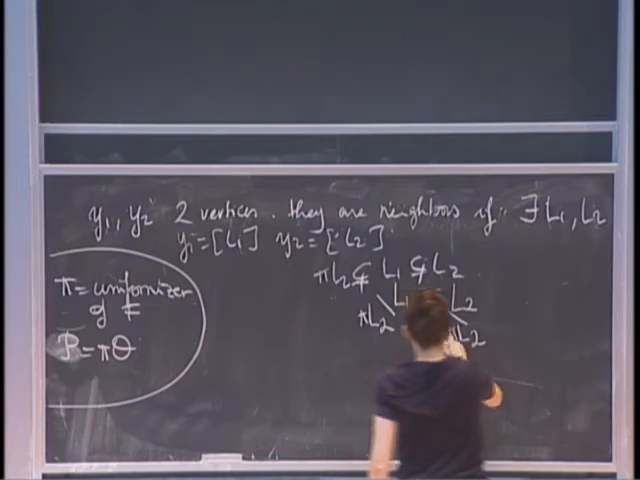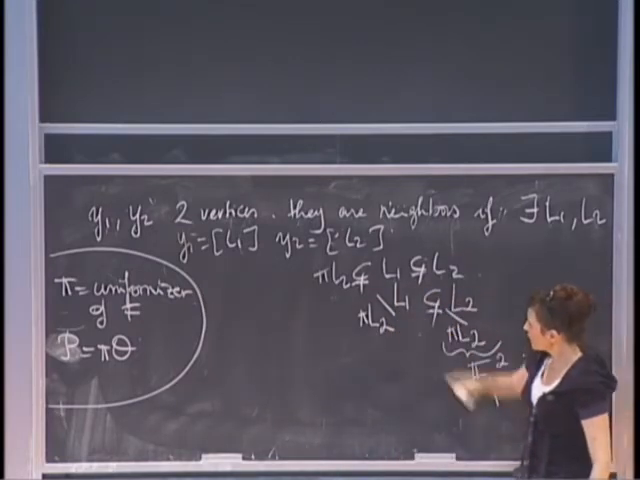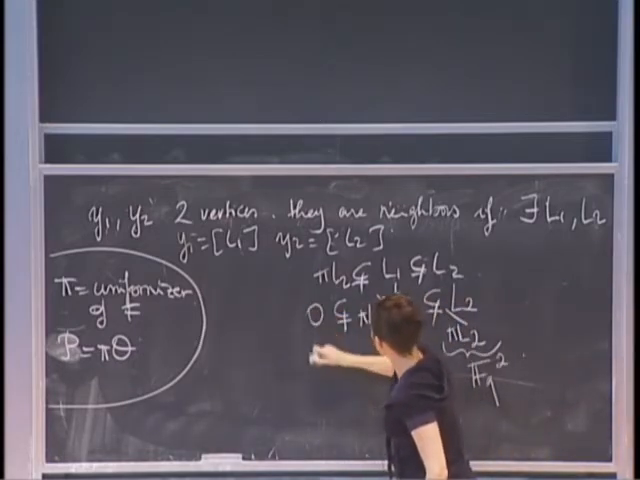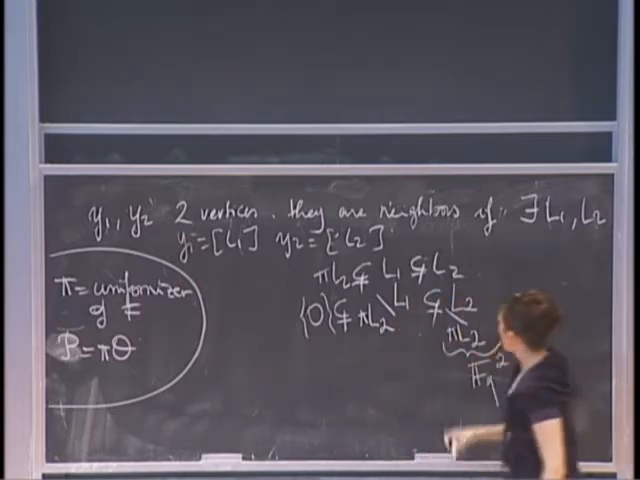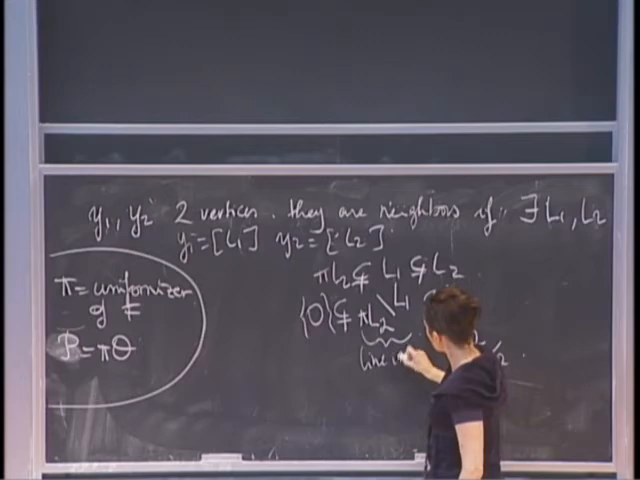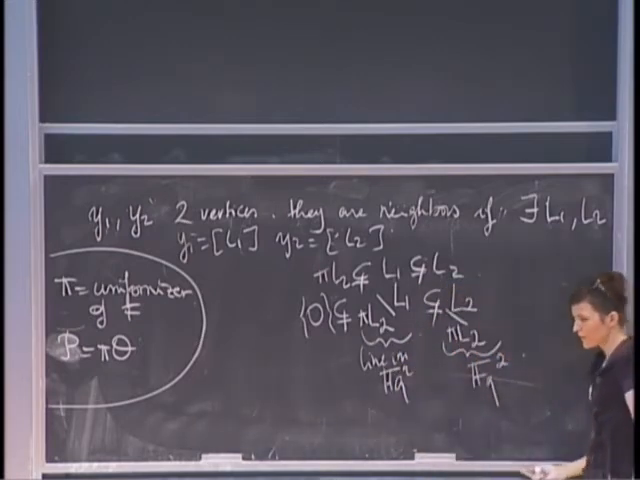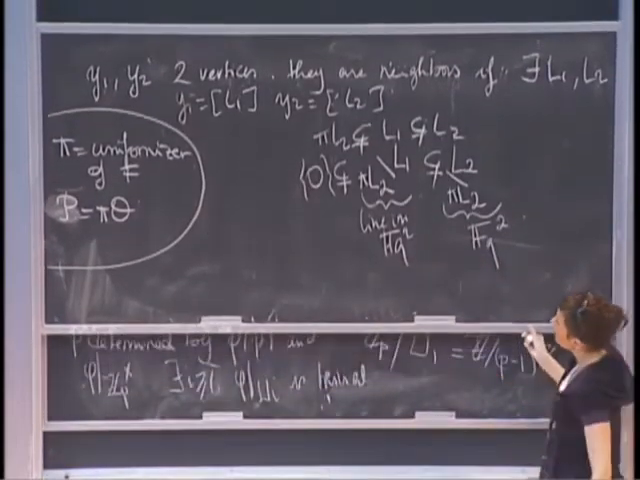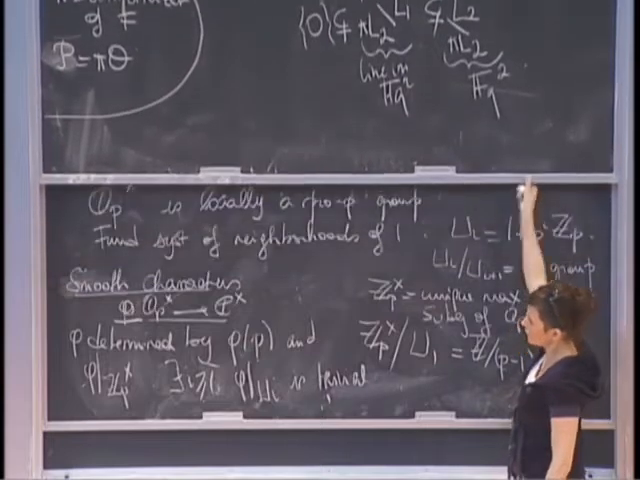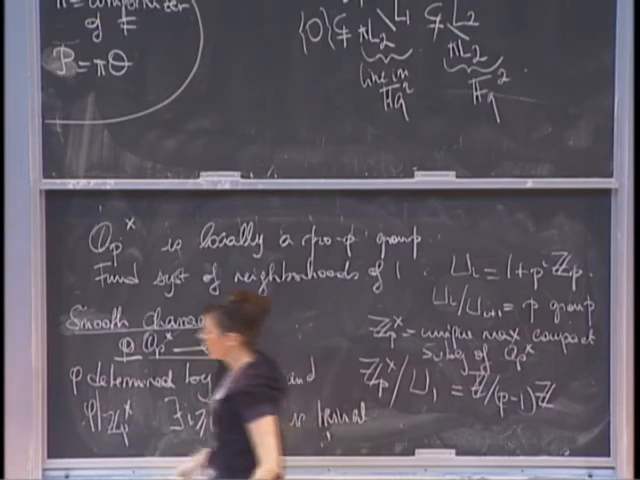So what is this? This is F_q squared, and this is a non-zero subvector space. And it's not the whole space, so this is a line in F_q squared. So this means that finding a neighbor for y2 consists in picking a point in the projective line over F_q. So y2, and any vertex, has q plus 1 neighbors.